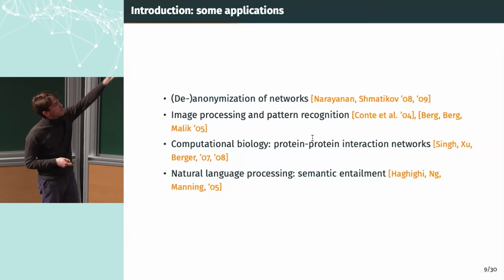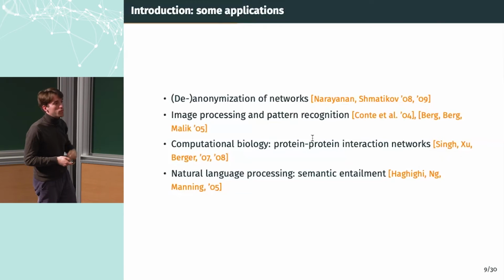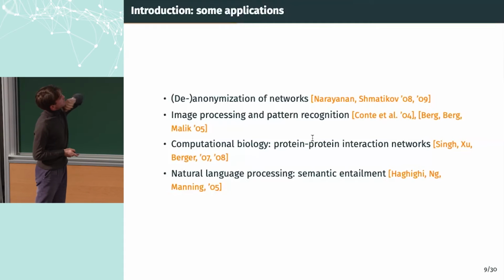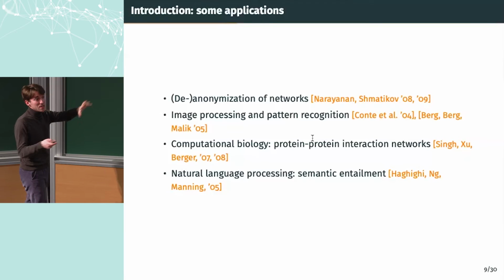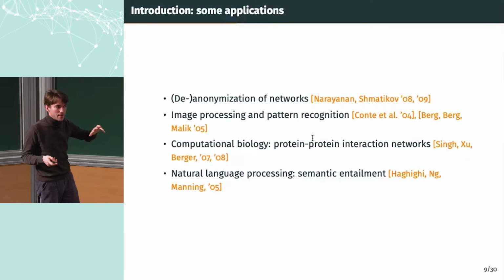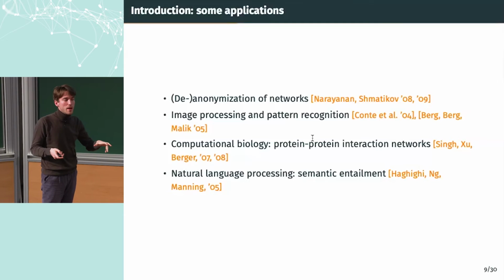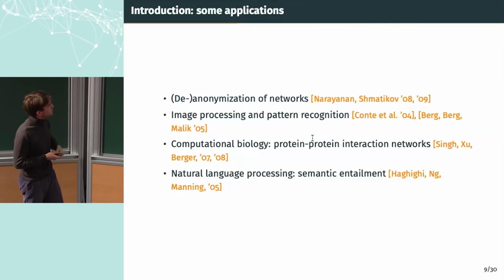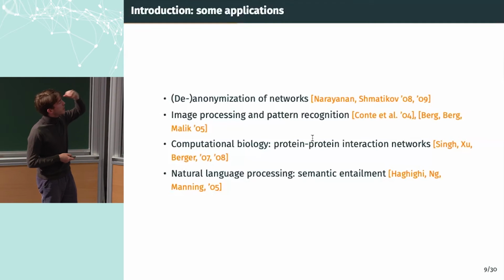Actually, this is one of the first applications that gave rise to research on this problem, because these authors, Narayanan and Shmatikov, were able to de-anonymize some large networks that were thought to be well anonymized, and therefore showed a problem in the anonymization procedure. But many other fields actually look at this problem.